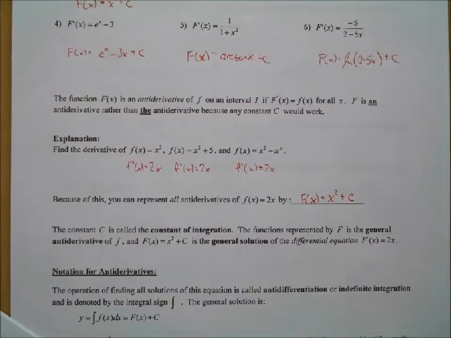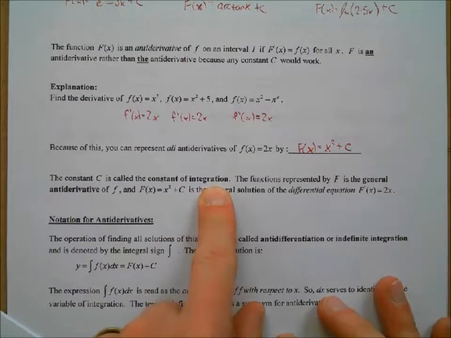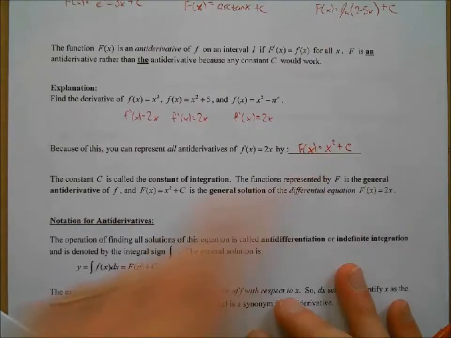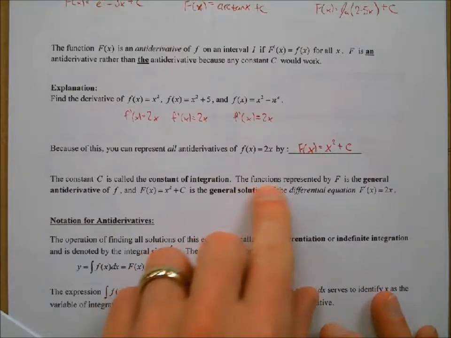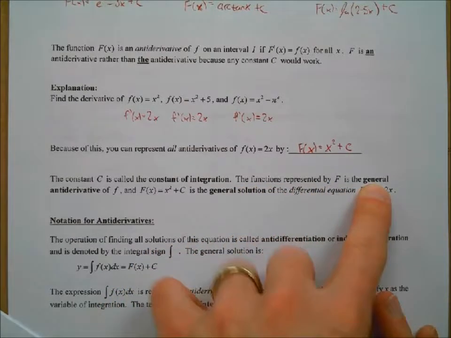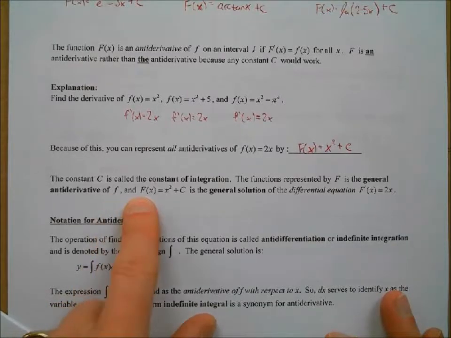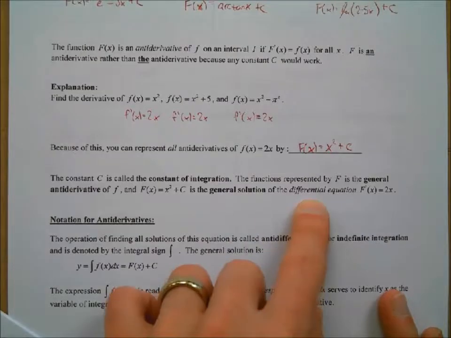The constant c is called the constant of integration. The process of finding that antiderivative is also called integration. So when we come up with that c, it's the constant that arrives with that integration. The function represented by capital F is called the general antiderivative of f. And capital F of x equals x squared plus c is the general solution of the differential equation f prime of x equals 2x.